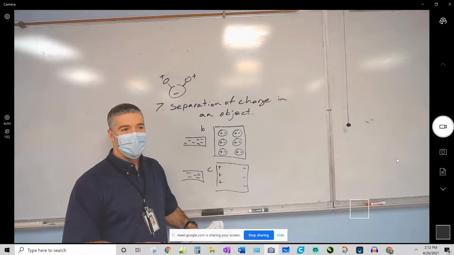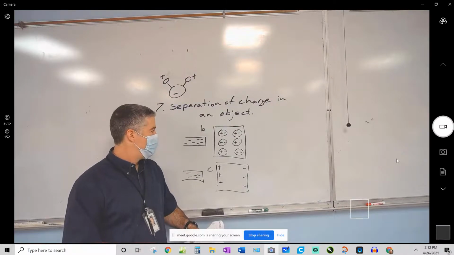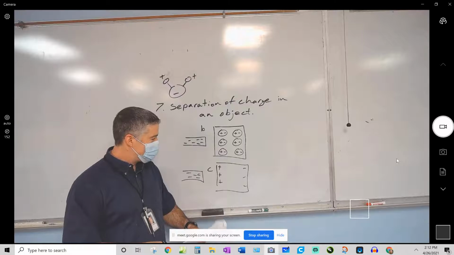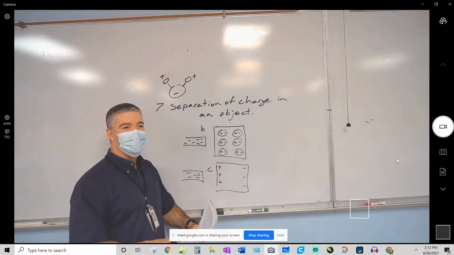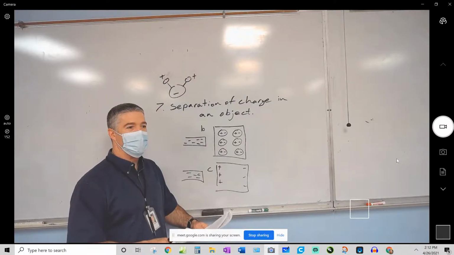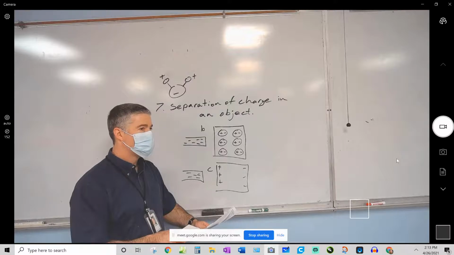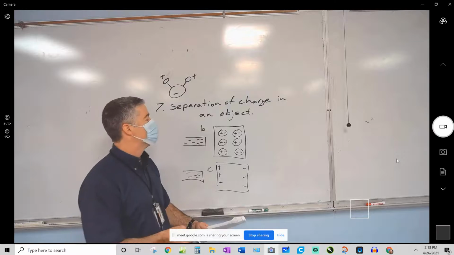David? B is a conductor and C is an insulator. No. Wait. So C is the conductor, B is the insulator. Who can explain why or how we know that? Reese? Because if it touched anywhere on the top one, there's no place where there's just electrons, there's no place where there's just protons, so it can't flow as easily. Yeah, I see what you're saying there.